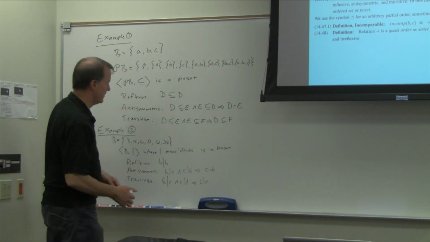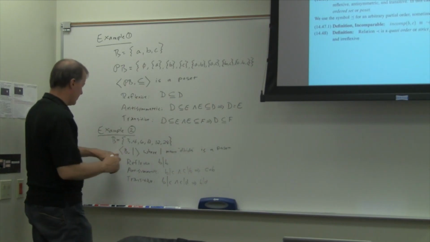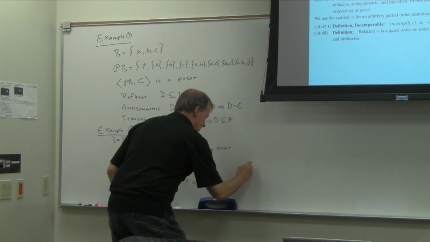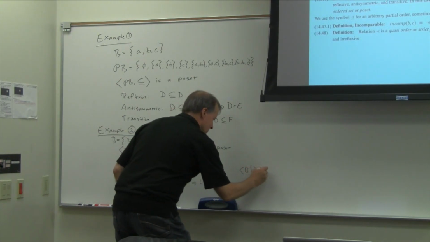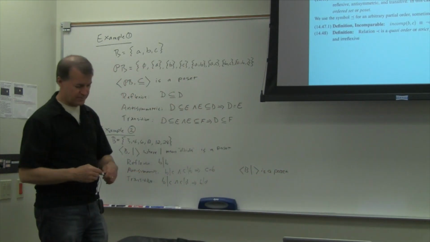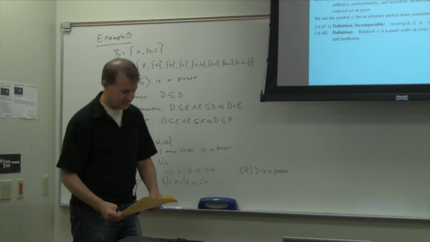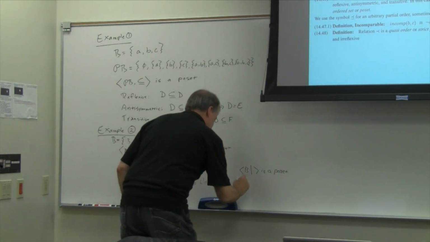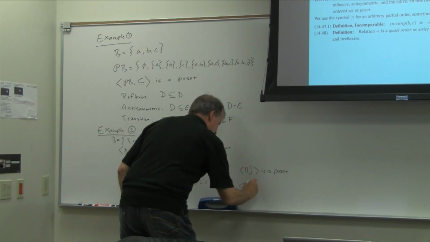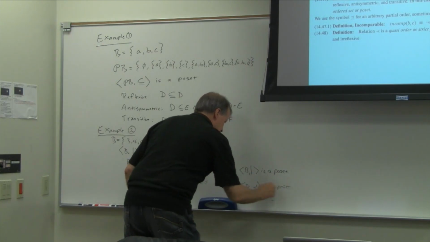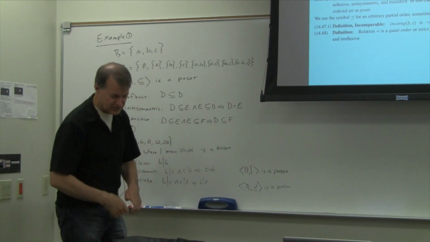Well, this poset is this. So what we're saying, using our terminology here, is that divides is a poset. In other words, divides is a partial order. Okay? So in general, what we are saying is that this relation is a poset. That's what we mean by this symbol for this relation.